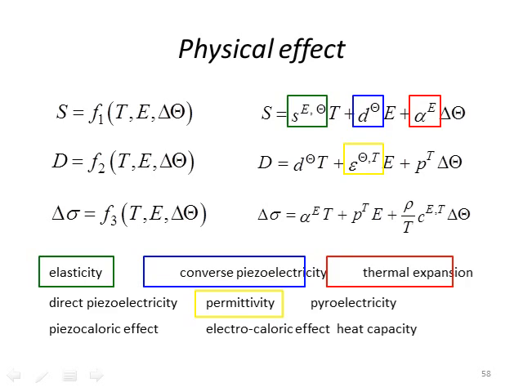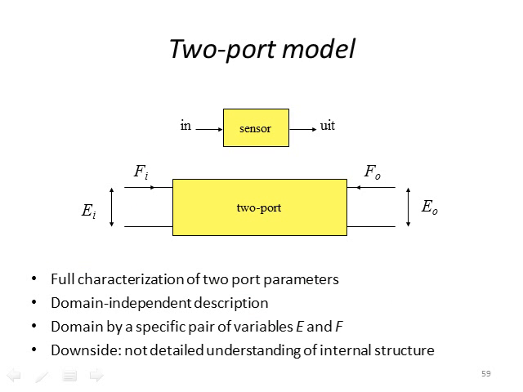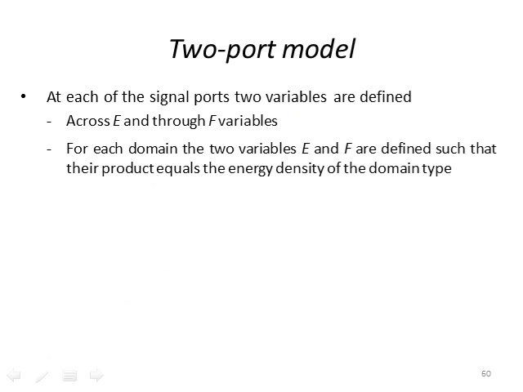Okay, now we're going to apply this to a two-port network model. First, we'll go through understanding how to analyze the two-port network model, where we have effort and flow, and how that's related to the input and output of the sensor. This is the domain-independent description, and the domain is specified by the variables E and F. The general description does not have a detailed structure of the internal components, but it can be added using our previous knowledge, using thermodynamics.